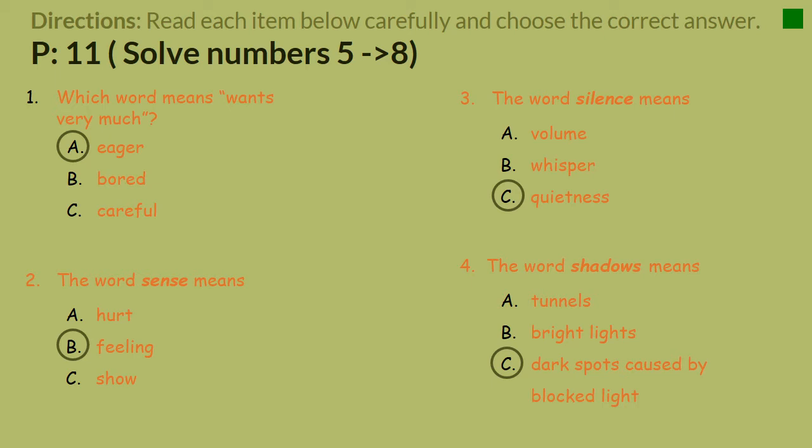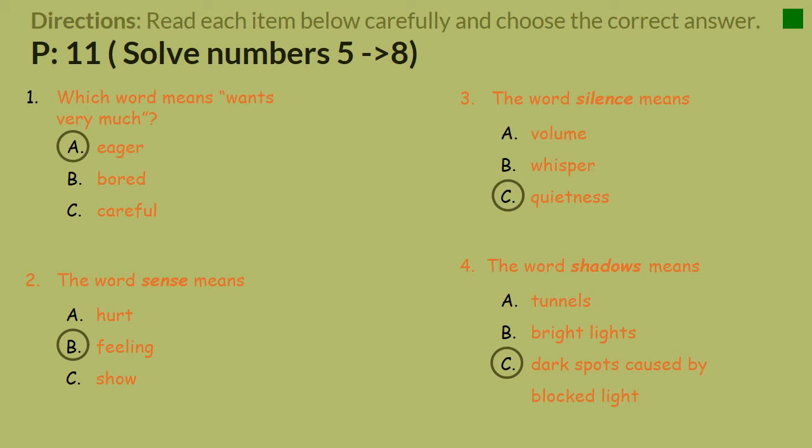Let's start. Number 1. Which word means wanting very much? Is it the word eager, bored, or careful? What do you think? I'm sure that you know that it's the word eager. Number 2, the word sense means hurt, feeling, or show. It's the word feeling. Number 3, the word silence means volume, whisper, or quietness. What do you think? It's quietness.